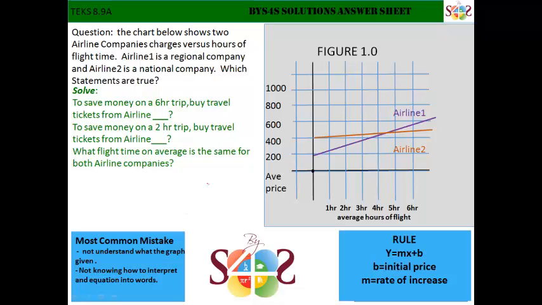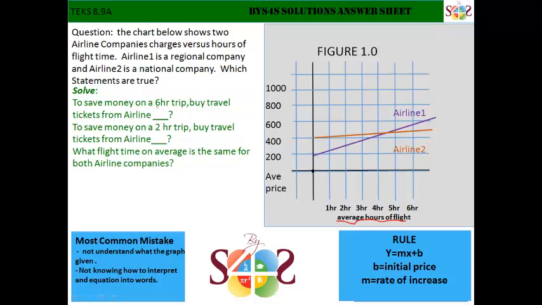So we have the graph here and we see that the x-axis is the hours of flight and the y-axis is the average price. So the red line here is going to be airline 2 and the blue one is going to be airline 1. So we notice that airline 1 has a much lower starting price than airline 2, yet airline 1 has a much steeper slope, which is the price that's increased for every hour of time spent in flight.